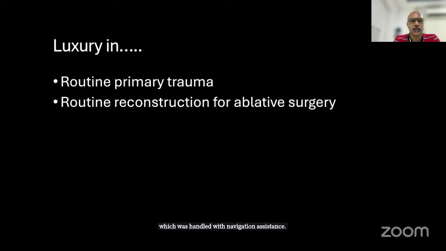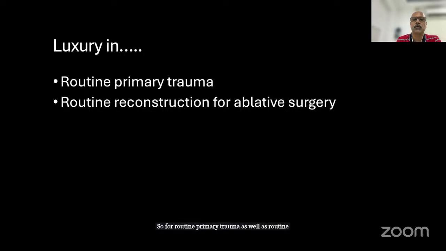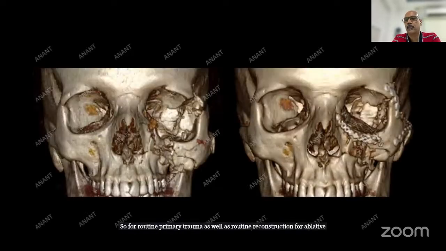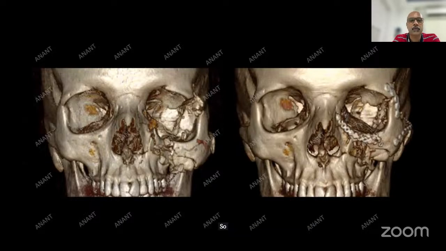And it can be a luxury in routine primary trauma. So if you have it, you flaunt it. So for routine primary trauma as well as routine reconstruction for ablative surgery, if you have navigation and you feel good to use it, you can, but it does add a lot of intraoperative surgical time. So you must be actually prepared for that.